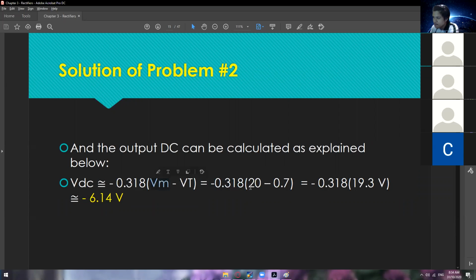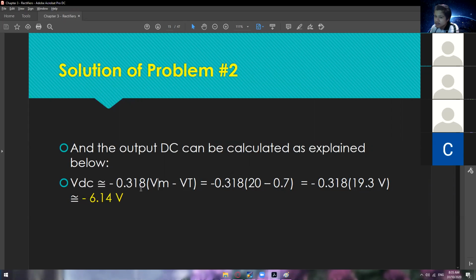So our VM or V sub I is 20, so those two are just the same, the initial voltage or maximum voltage. Our voltage threshold is 0.7. So 20 minus 0.7 is 19.3. So negative 0.318 times 19.3 volts is approximately negative 6.14 volts.